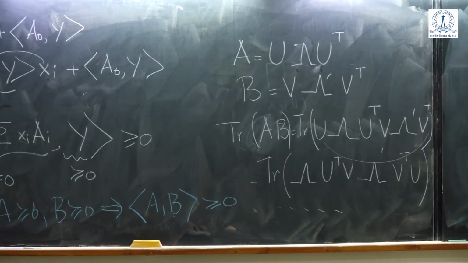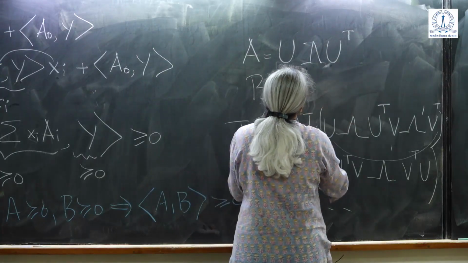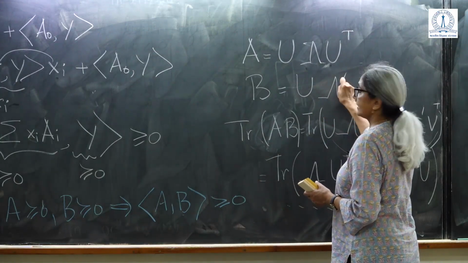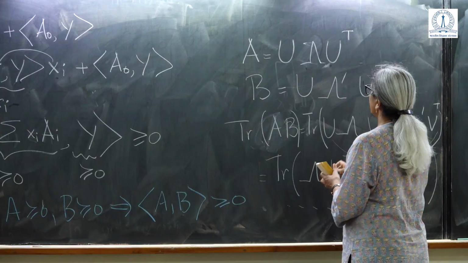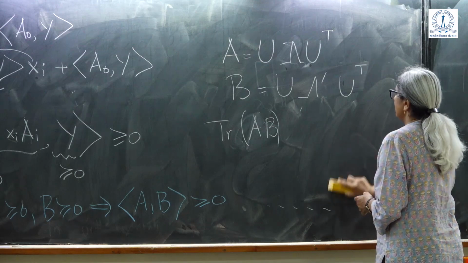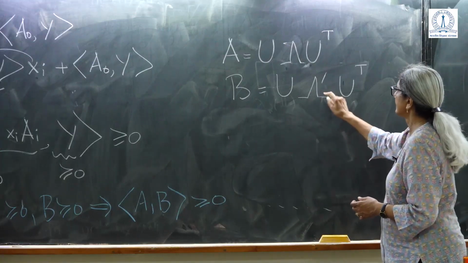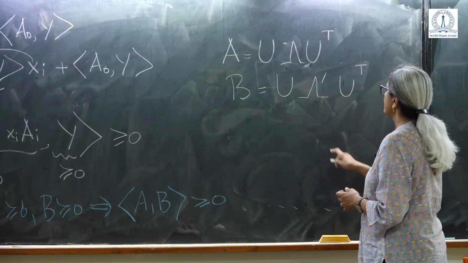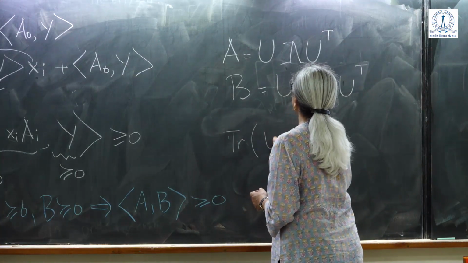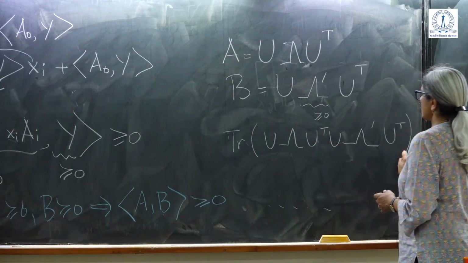All right, let's try Soham's idea. You want to write B as U times some matrix, denoted by lambda prime, and then U transpose. It's not diagonal, but now I still have this trace of AB, and one thing to notice is that lambda prime is still PSD. And then what happens if you take the trace? I get U lambda U transpose U lambda prime U transpose. This is what Soham is saying.